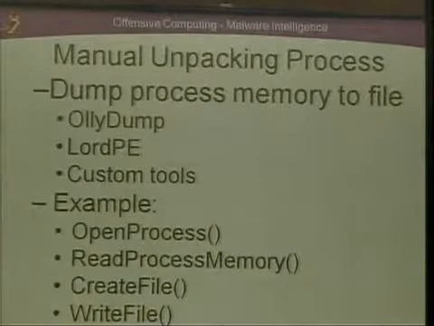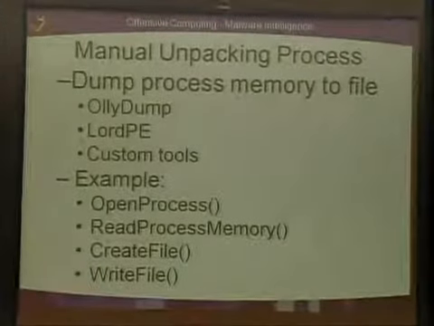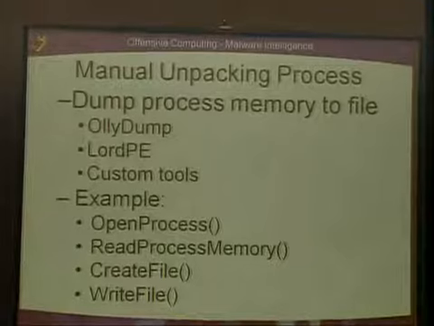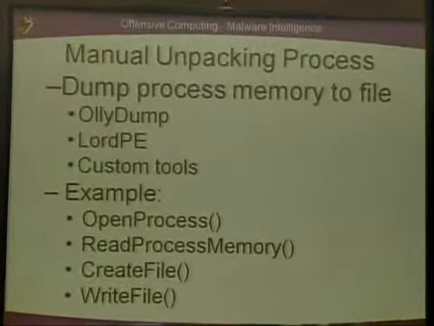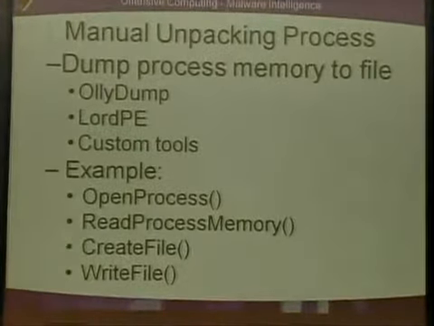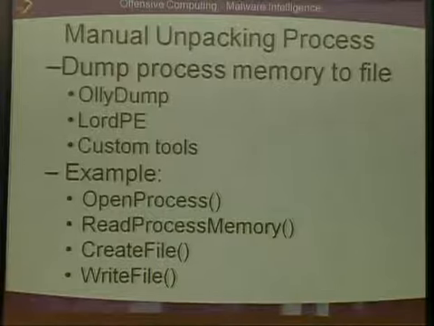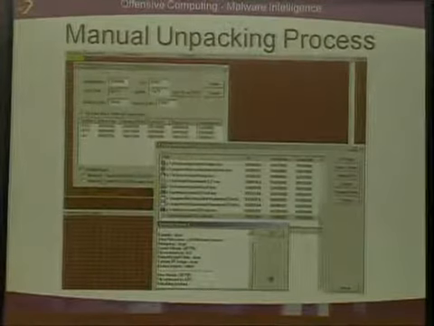Okay, so the next stage in the process is dumping the process memory to a file. There's a few tools for this. I like OllyDump and LoadPE the best. Sometimes one doesn't work quite right, so I use the other one. You could write your own custom tools, which we've done in the past. This is basically some pseudocode of how to do it. Open up the process, read the memory, write it to a file. It's pretty straightforward. And here's a screenshot of some tools dumping it.